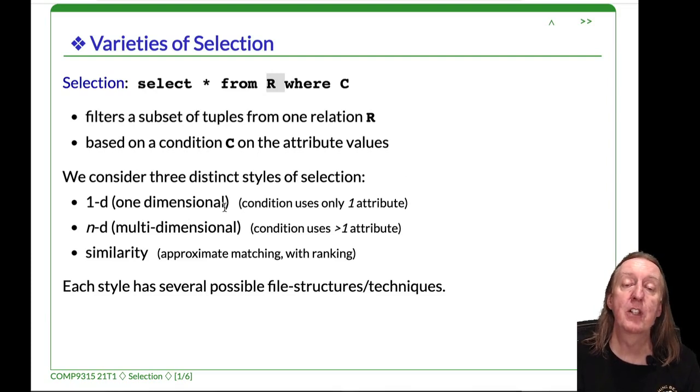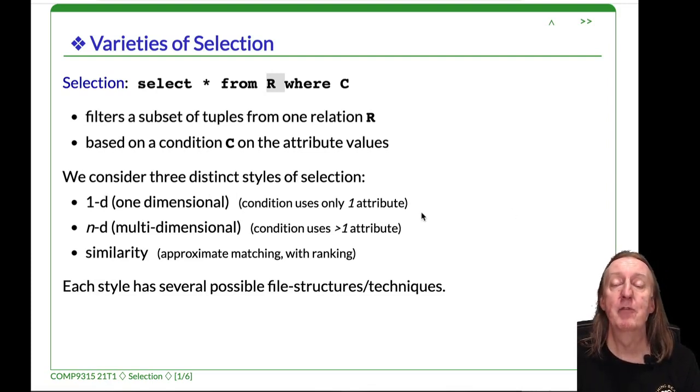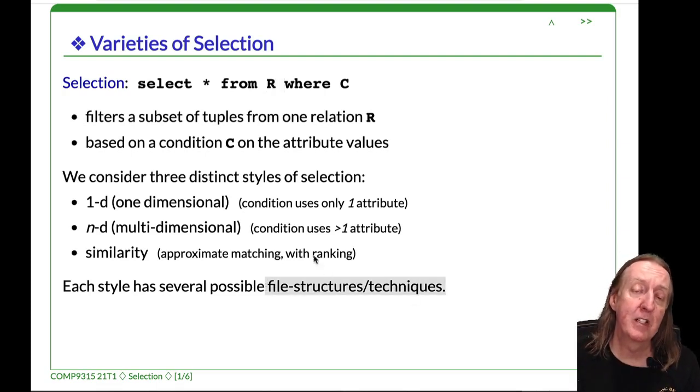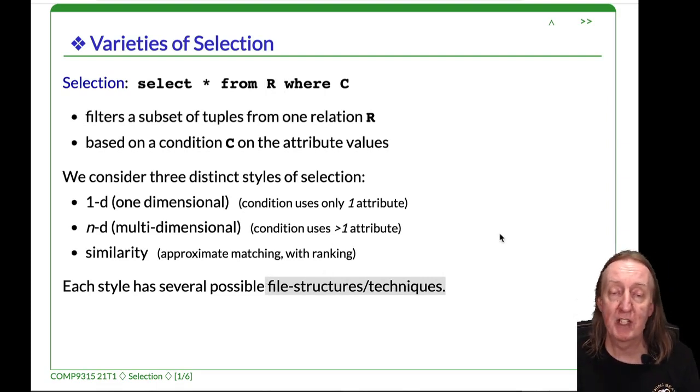So those kind of selections where there's only a single attribute in the condition, I've called one-dimensional. And queries that have multiple attributes in the where clause, I've called multi-dimensional. So these two different flavors can be handled differently depending on the context. And as we'll see, there are different file structures and different ways of using the files depending on the kind of selection that we've got.